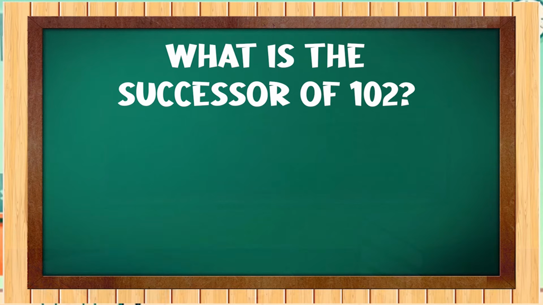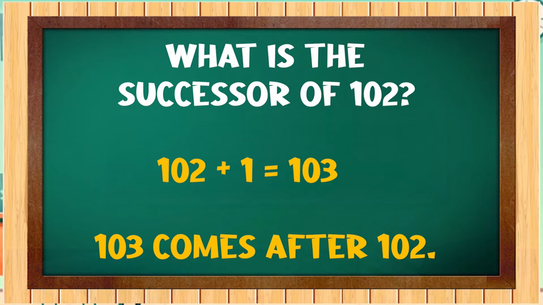Our next example, what is the successor of 102? Again, if we use the addition method of adding 1, we know that 102 plus 1, we will get 103. Now, if you want to count, you will also realize that 103 comes just after 102.